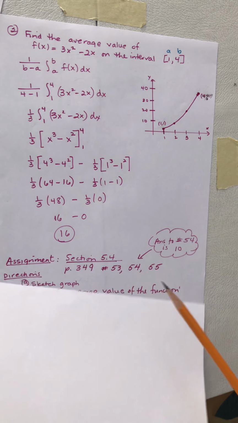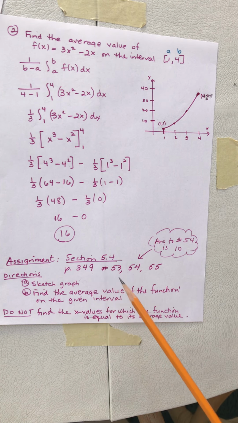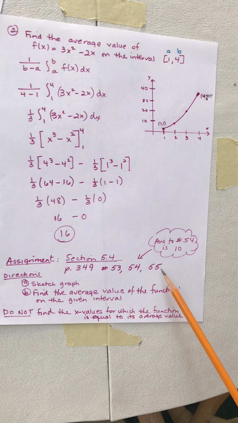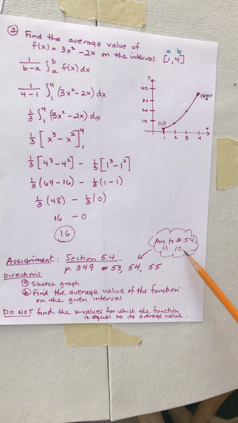I do have an assignment. It's from section 5-4, page 349, numbers 53, 54, and 55. I gave you the answer to 54 because it's even. The answer is 10. But my directions are a little bit different from the ones in the book. They don't tell you to sketch the graph. I want you to sketch the graph.